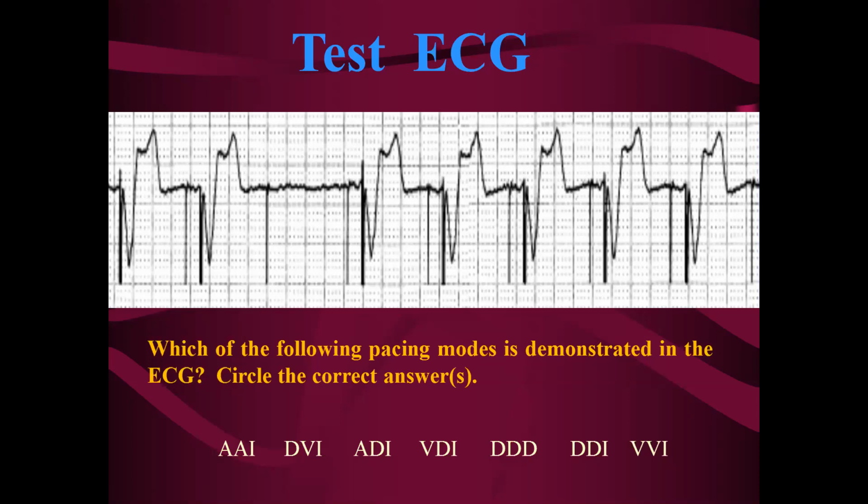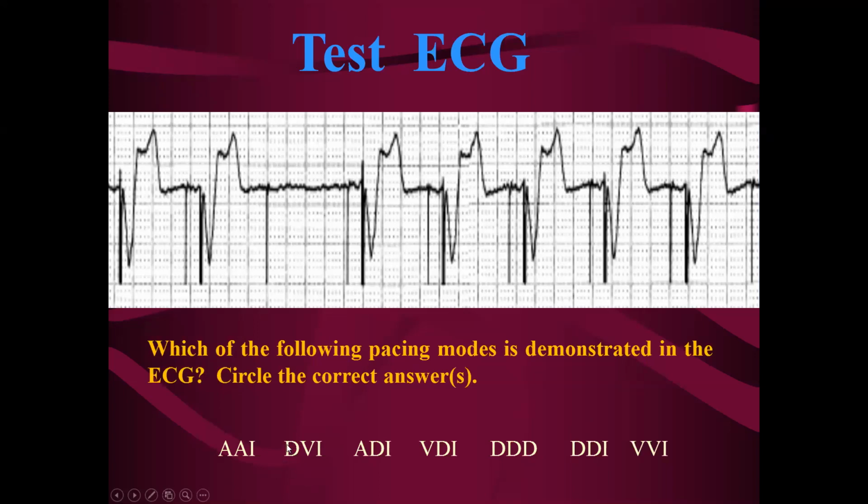Okay, and this one? It's a DDD. Good, okay. DDI and DDD. Good, excellent, very good. And one more. So you got the DDD, yep, it could be DDD. It could also be DDI. And this one too. DVI.